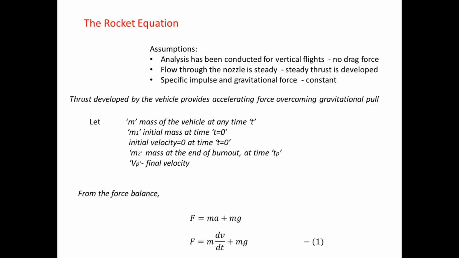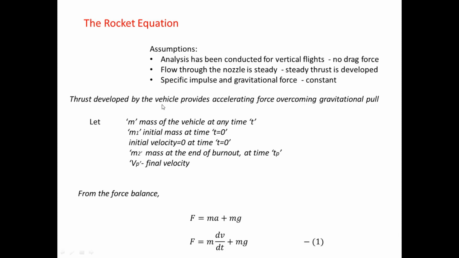Now the flow through the nozzle is steady and one dimensional, so that a steady thrust is produced, and the third assumption is that the specific impulse and the gravitational force are assumed to be constant. So the g value is assumed to be constant, or the pull on the rocket in the downward direction is assumed to be constant. These are the three assumptions, and you need to mention them before going for the actual derivation.